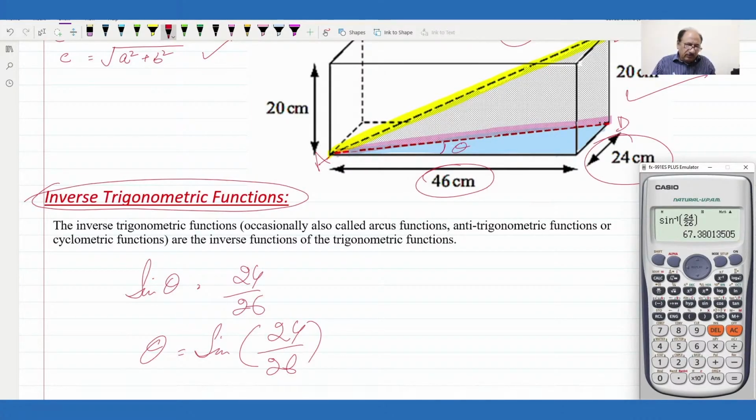This is how we apply inverse trigonometric functions. And keep in mind, for IGCSE you will have to set your calculator on degree mode. It should not be on radian or gradient or any other mode. So this is also important for you.